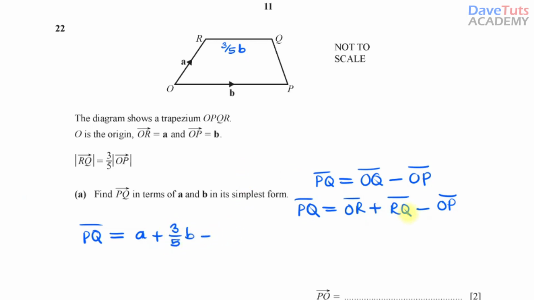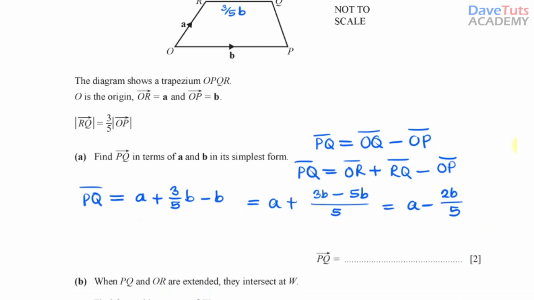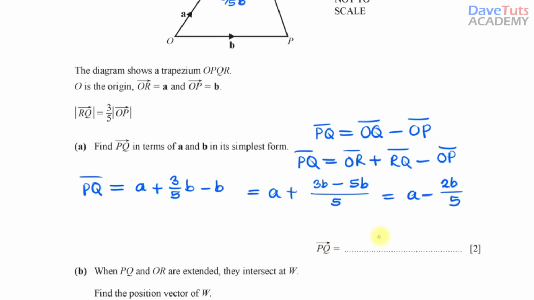Then minus OP, which is B. And if we want to solve for this, we can see that A is still there. For this other one, we can say it is plus. We have 5 at the denominator, and then we have 3B minus 5B, such that 5B over 5 is B, then 3 over 5 will be 3 over 5B. So this is nothing but A minus 2B over 5. So as requested of us for this particular question, PQ is A minus 2B over 5.